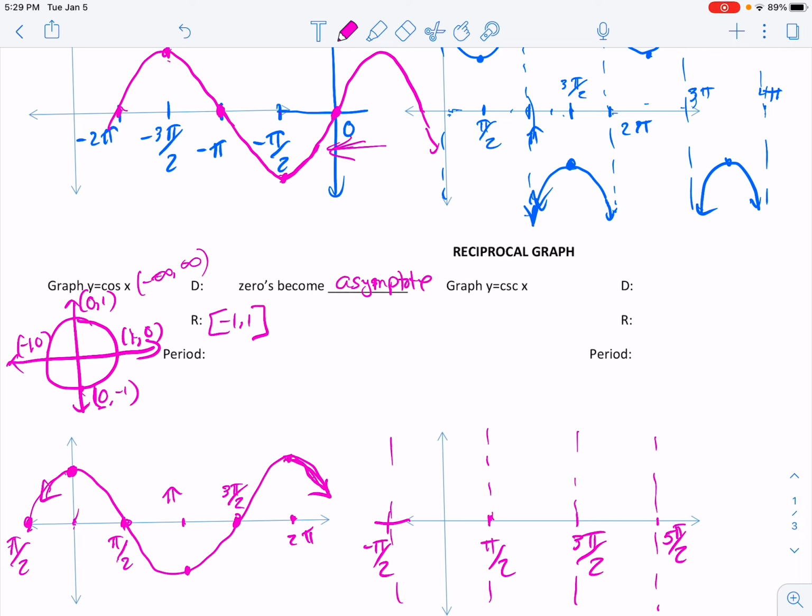At 0, I'm at 1. Well, 1 over 1 is still 1. At pi, I'm at negative 1. Pi, negative 1. All right. The closer and closer I get to here, the smaller my fraction is, which means the bigger the reciprocal is. And my function flipped over like this. Okay.